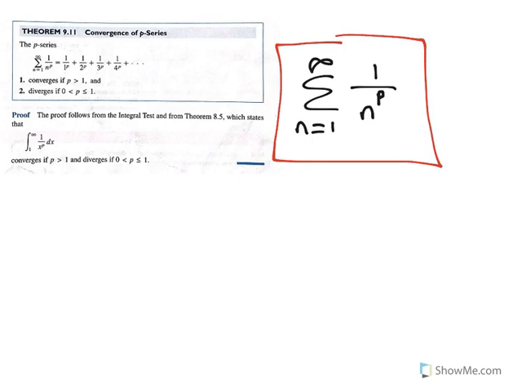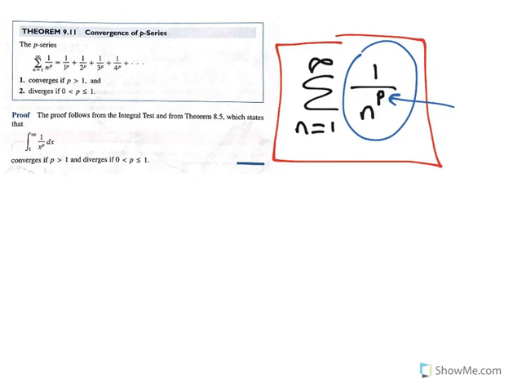And other times you may have to determine that you have a P series because perhaps you're just given the first few terms of the series, and you have to determine that if you were to write it using summation notation, the formula for the nth term would resemble what we have here, 1 over n to the p power. And p would be a fixed value. So that's how you identify P series.